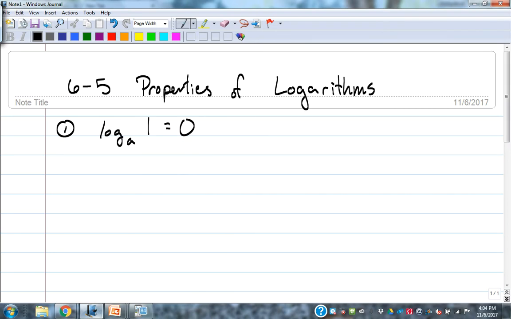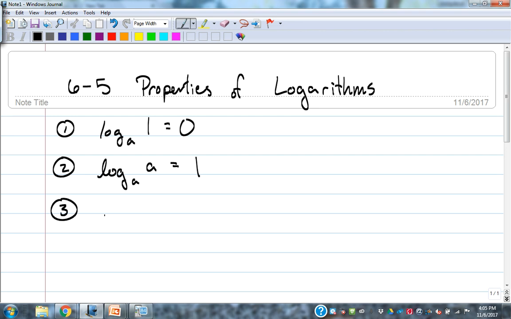Right. So log base A, no matter what base it is, if it's log base A of 1, then the answer is 0 for that. That's one of the replacements that you can make. So easy thing to do there. And then the second one, log base A of A is equal to 1. So if the base is the same as what you're taking the log of, it's equal to 1. That's a simplifying property that you can use.